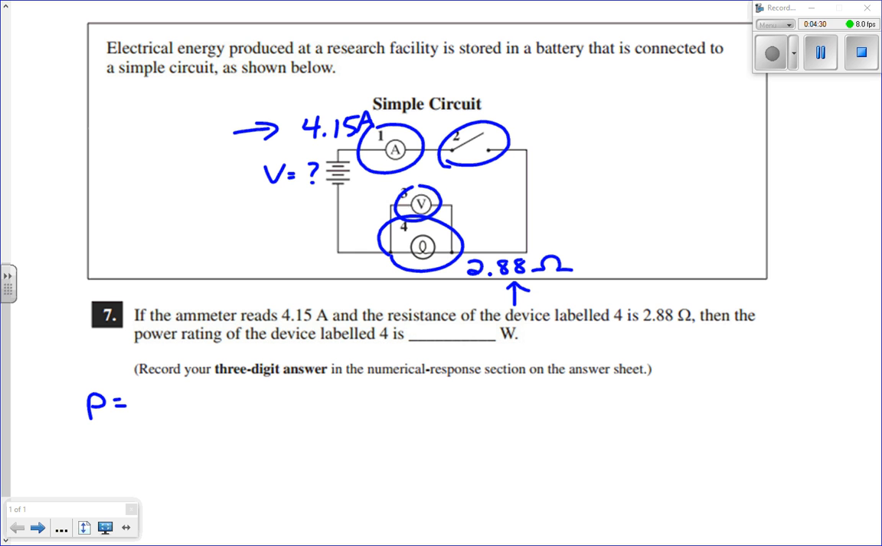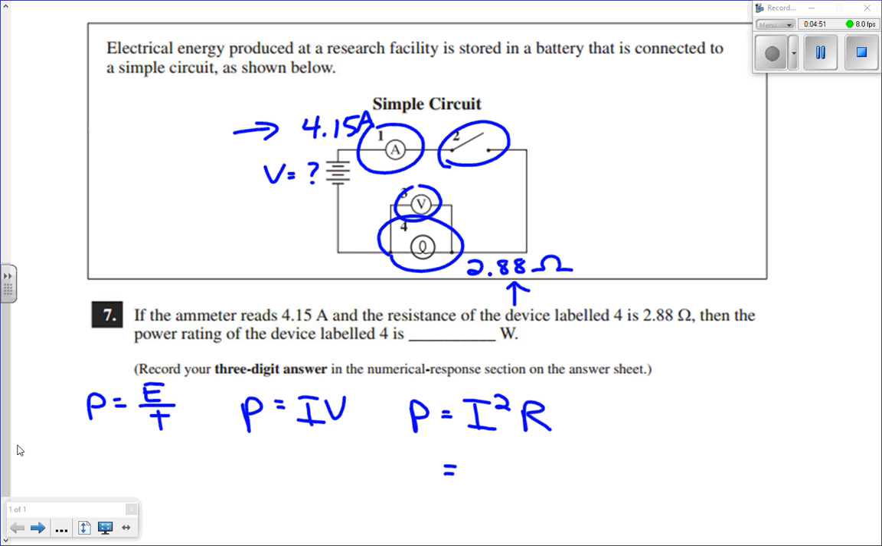We've got power is equal to the energy divided by the time. Well, we don't have energy and we don't have time, so we're not going to use that. We've got power is equal to current times voltage. We have the current, but we don't have the voltage. But here's the formula that we're probably going to end up using: P is equal to I squared R, where we just have the current and the resistance.